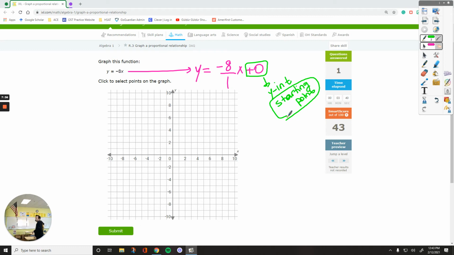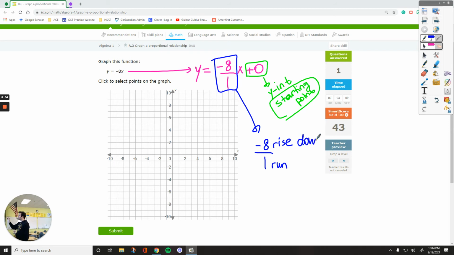So that's my first point. Let's plug it in. Or not. Let's just keep it that way for now. And then what about this? What does that mean? -8 over 1. This is my rise. My rise is telling me to go -8. So by going -8, we cannot rise. We need to go down, right? And then this is run. If it is positive, it means right. So this is -8 units down, 1 unit right.